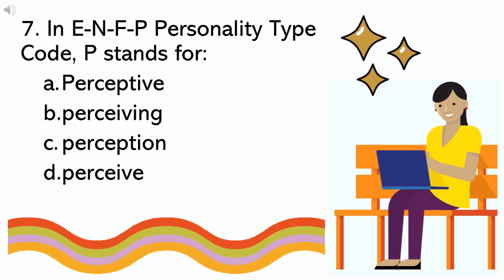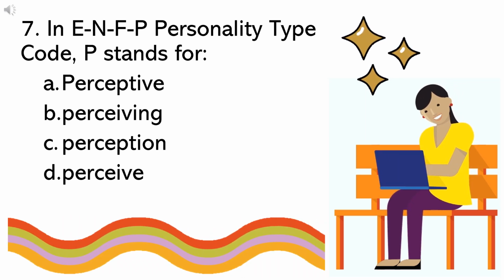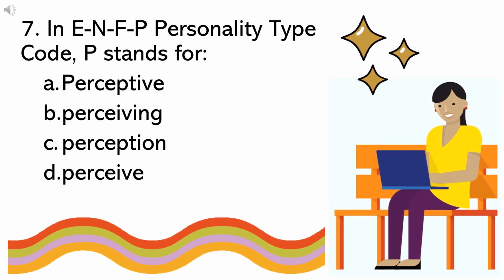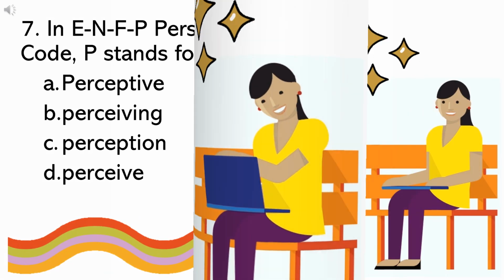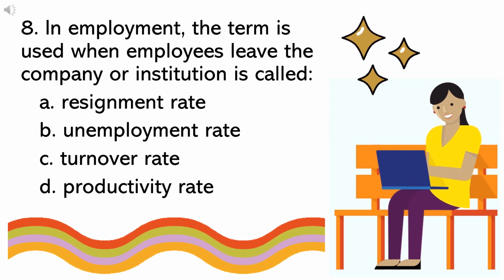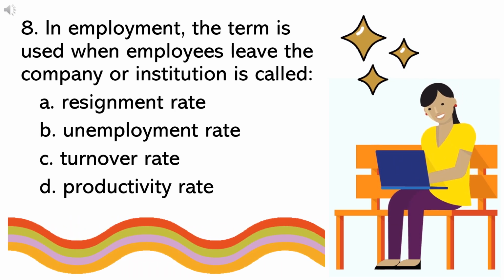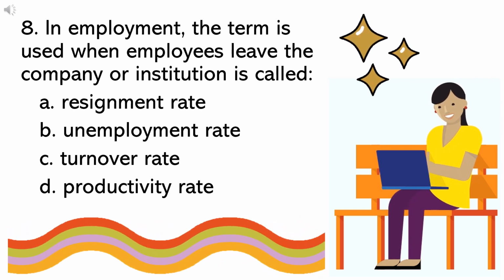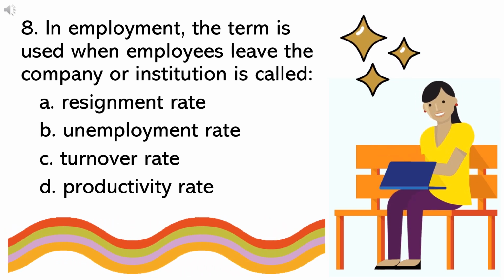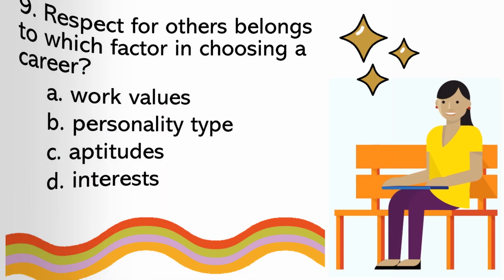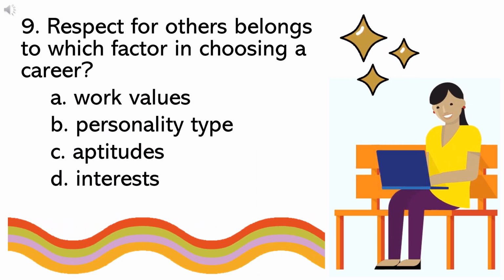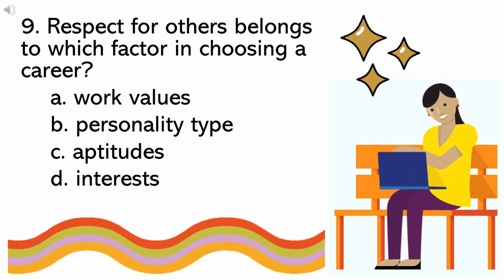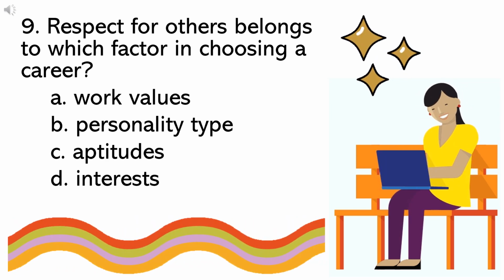7. In ENFP personality type code, P stands for A. Perceptive, B. Perceiving, C. Perception, D. Perceive. 8. In employment, the term used when employees leave the company or institution is called A. Resignment rate, B. Unemployment rate, C. Turnover rate, D. Productivity rate. 9. Respect for others belongs to which factor in choosing a career? A. Work values, B. Personality type, C. Aptitudes, D. Interests.